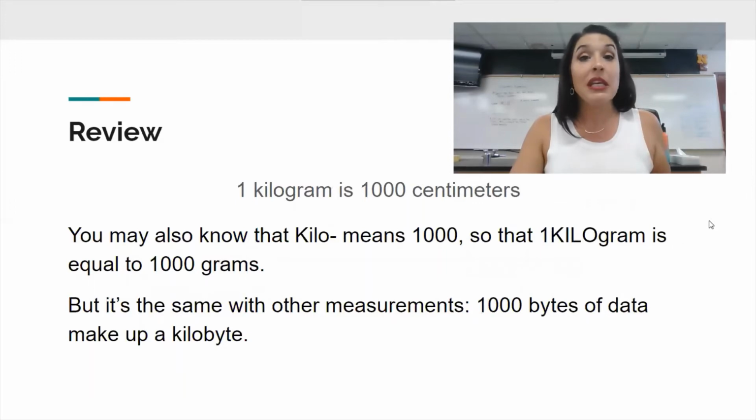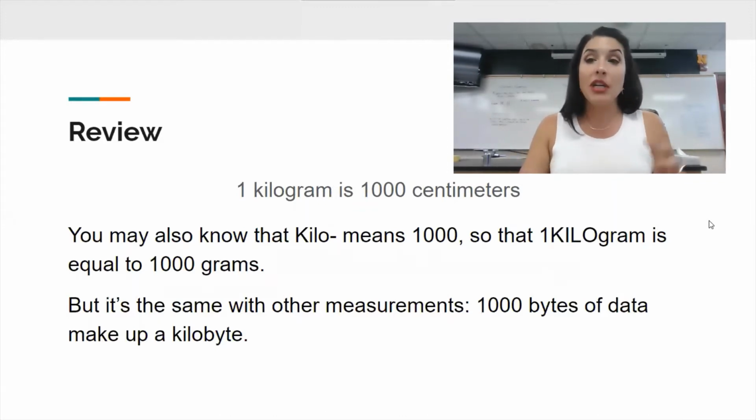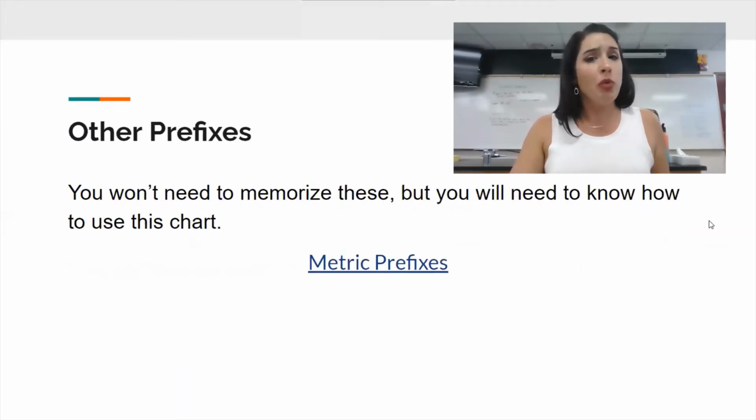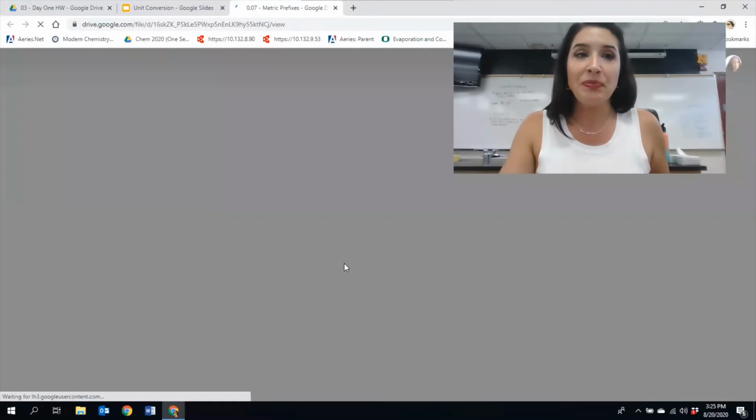You may also know that kilo represents 1,000, so that 1 kilogram is equal to 1,000 grams, or 1 kilometer is equal to 1,000 meters. So these are ratios that are identified by the prefix ahead of the unit. Same thing with data. If you have 1,000 bytes of data, that makes a kilobyte. So you won't need to remember these, but you will need to know how to use this chart.